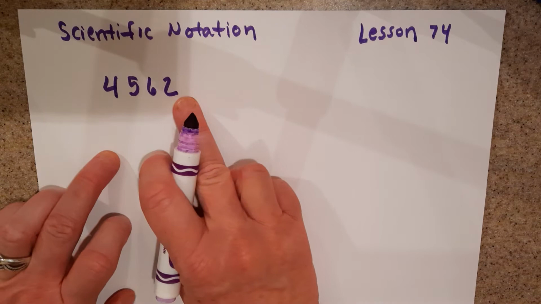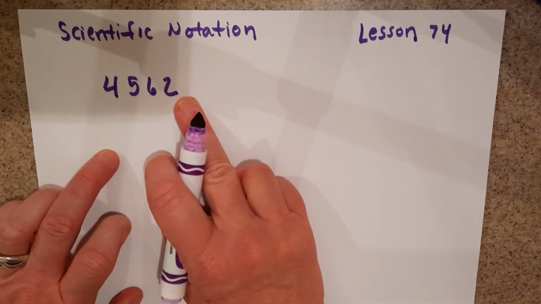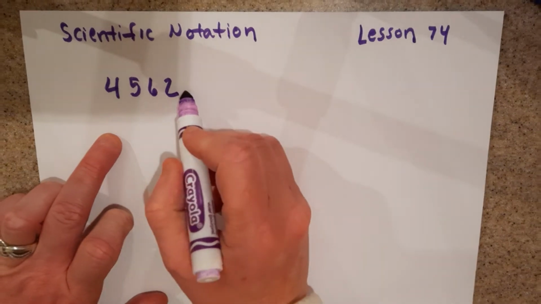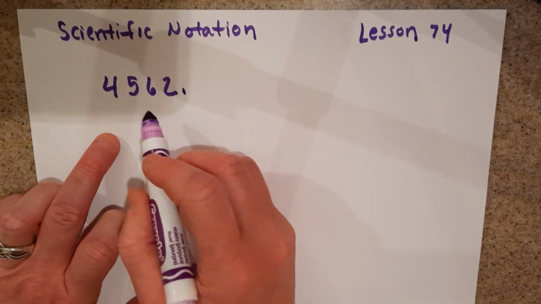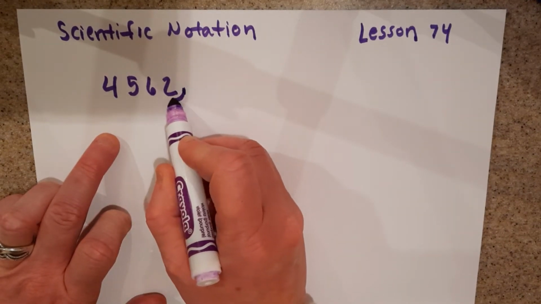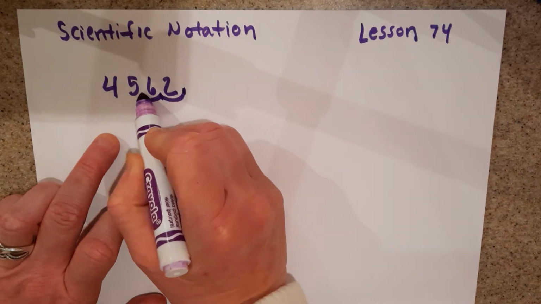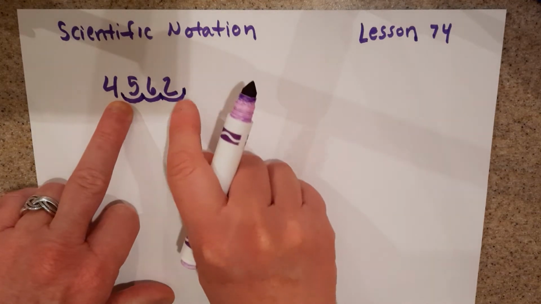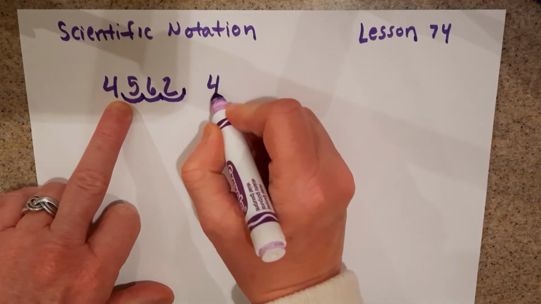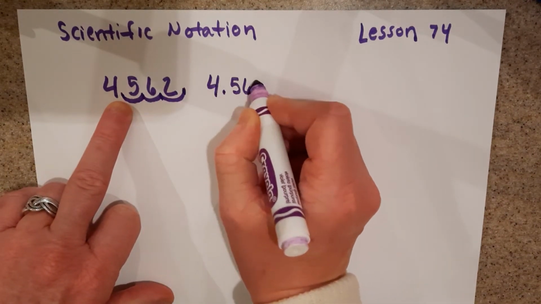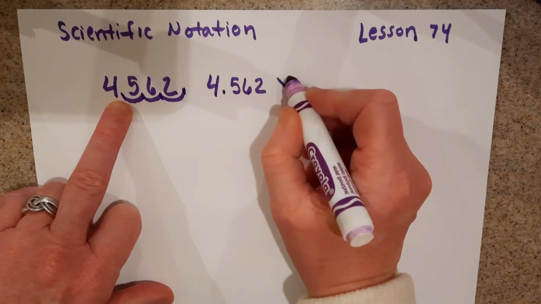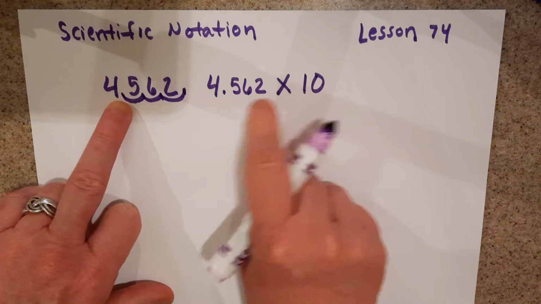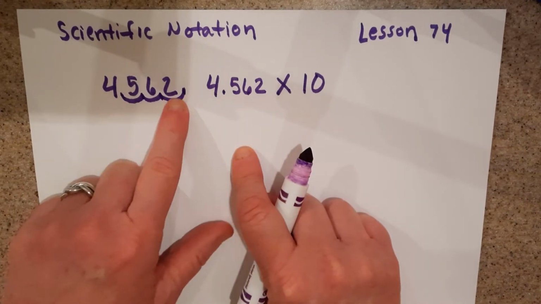And the first number has to be a number between 1 and 10, not including 10. And so we need to see where we're going to move the decimal point. We're going to move the decimal point over until we get a number between 1 and 10, like I said, not including 10. So we move the decimal point here and we get 4.562.